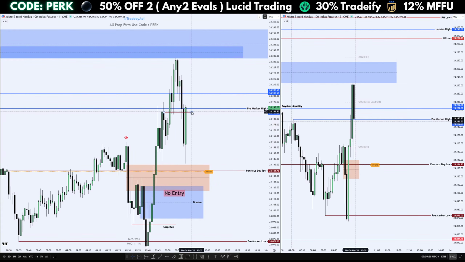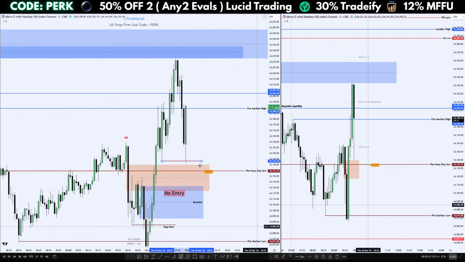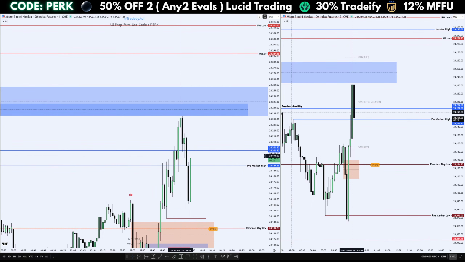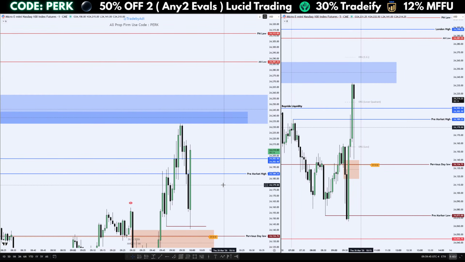So we finally trade to this fair value gap, 5-minute, and we do have the stop run. I think the fair value gap we were having was this tiny one. We will check it.